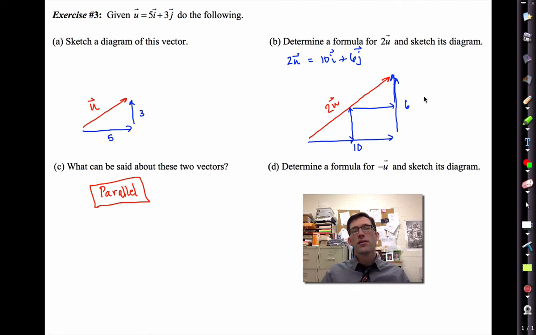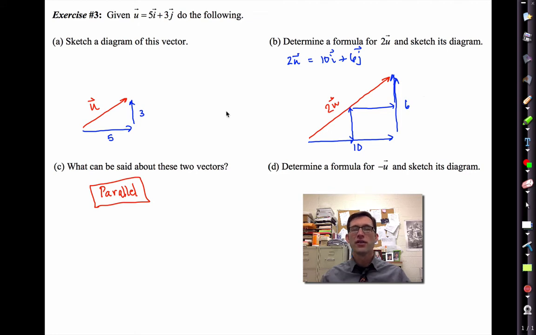Plus, you could also think of them as having slopes of 3 divided by 5 and 6 divided by 10, respectively, so 3/5. So they're parallel. And that's kind of cool. It leads us to a very important thing. Whenever we take a vector and multiply it by a positive constant, we get a vector that is twice that long, or 3 times that long, or 5 times that long, but points in exactly the same direction.